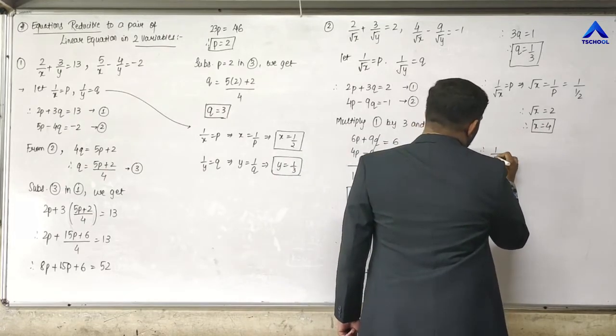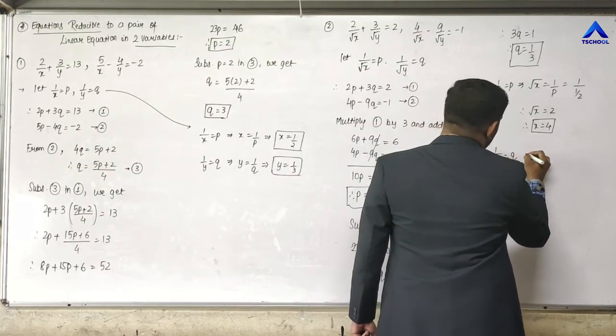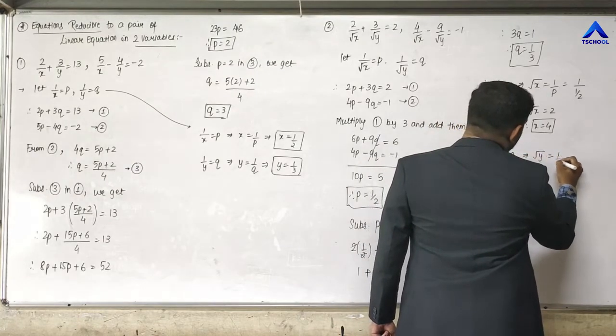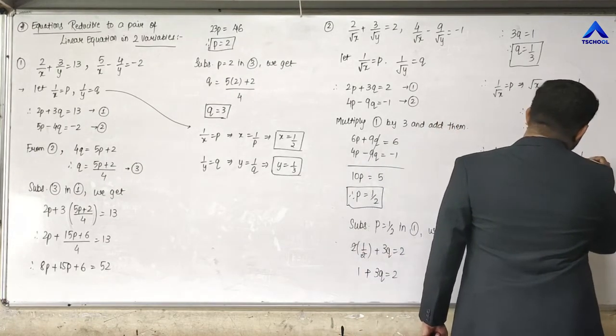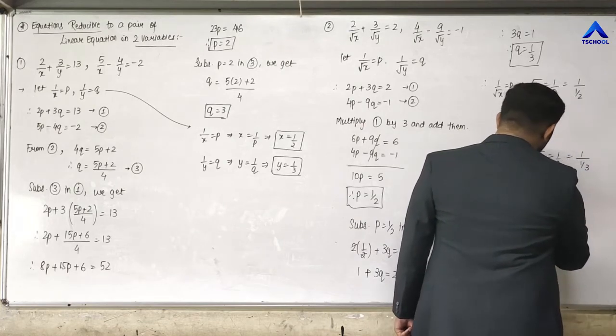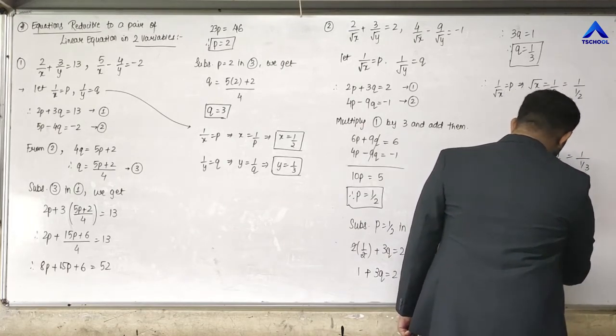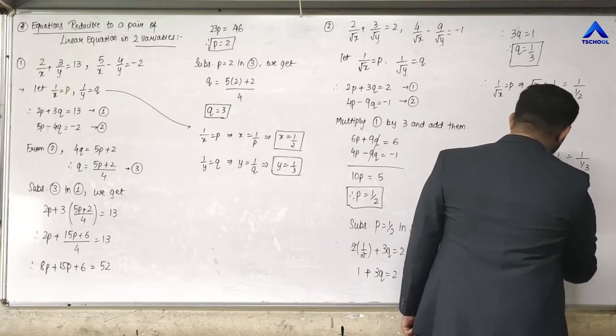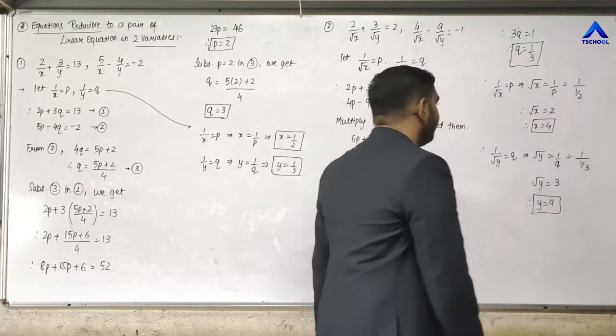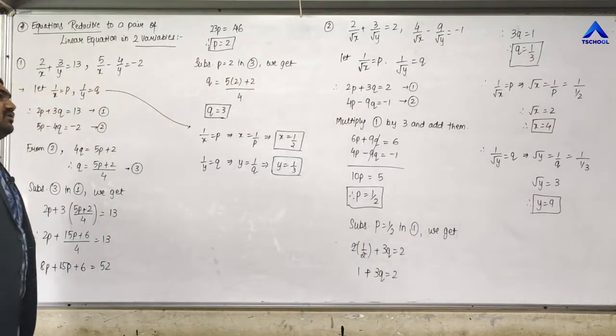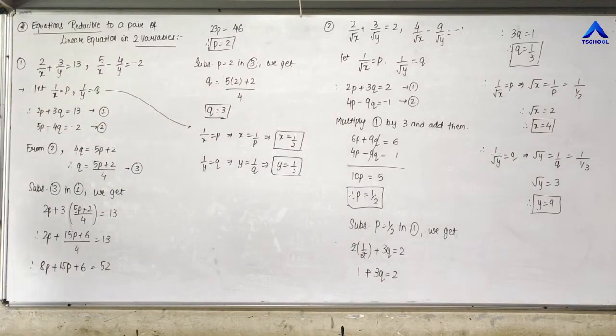Similarly 1 upon root y is equal to q implies root y is equal to 1 upon q, that is 1 upon 1 by 3, that is root y is equal to 3 and hence y is equal to 9. So we got the value of y as 9. So the solution of the given equations is x equals 4 and y equals 9. Is it clear, friends? So in this way you can solve the sums related to the equations reducible to a pair of linear equations in two variables. Is it clear, everyone, friends?